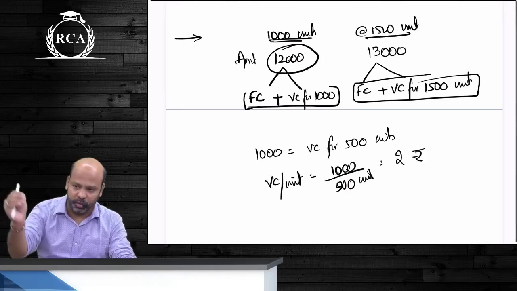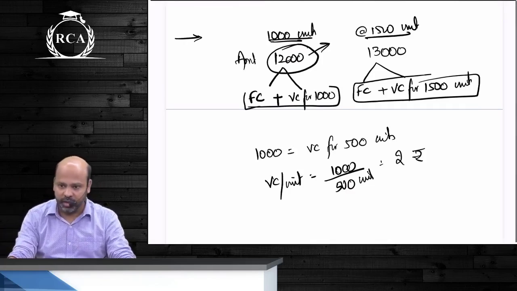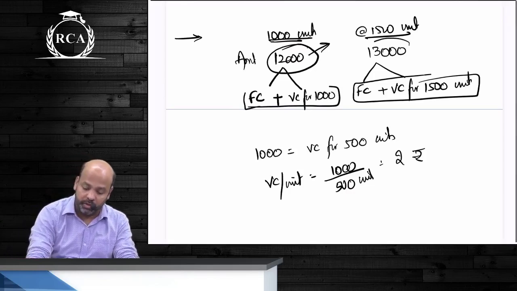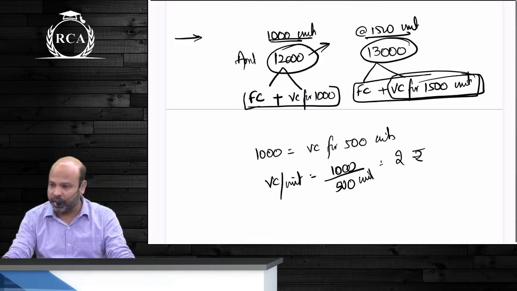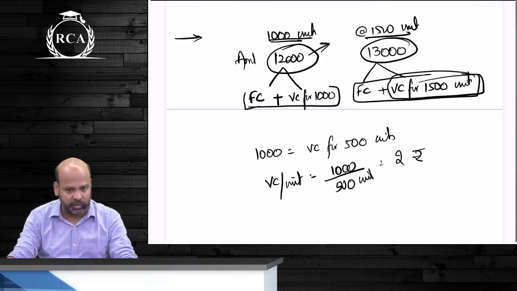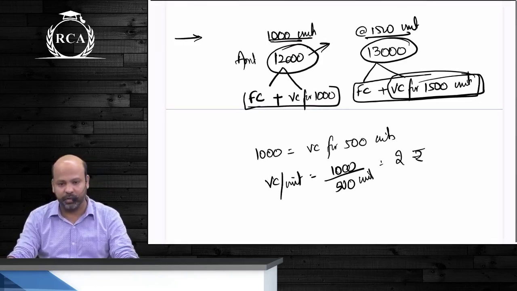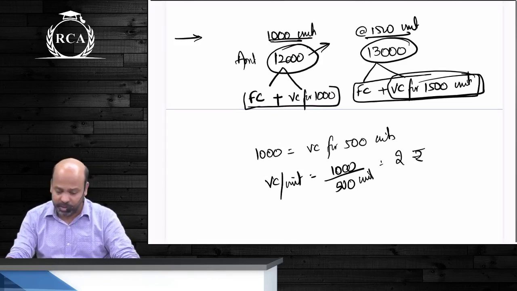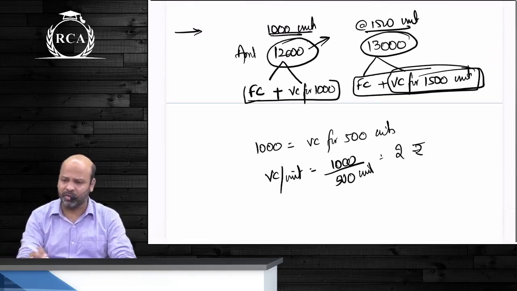You remove that 2000 guys from an amount of 12,000. कितना हो जाएगा fixed cost? 10,000. Or this includes variable cost for how many units? 1500. 1500 multiplied by 2 rupees. 3000 rupees is the variable cost. You remove that 3000 from 13,000. The balance will become your fixed cost. Are we clear? So it is just change in cost by change in activity. You either remember the formula or just remember the concept. It is simple.